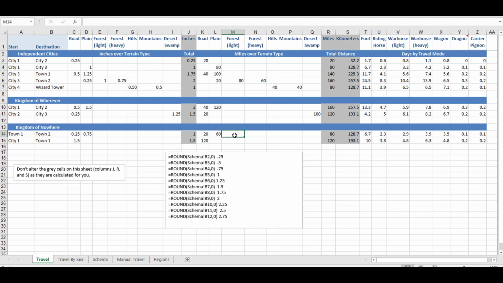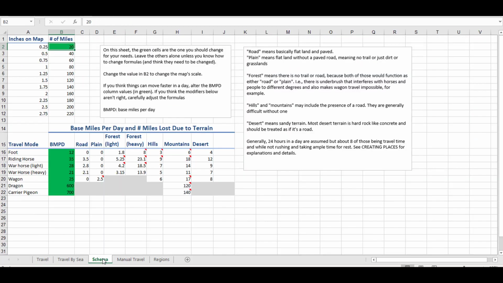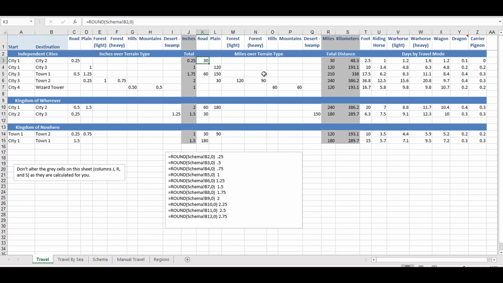All right, so what we've got here, we've basically got all our distances in miles based on our scale. If you remember, a quarter inch is 20. Well, let's say for the sake of argument, I go back to schema sheet and I say, you know what, I want to make that 30. Now we come back here. All of these have changed, and so have all these other modifiers over here that we haven't talked about yet.